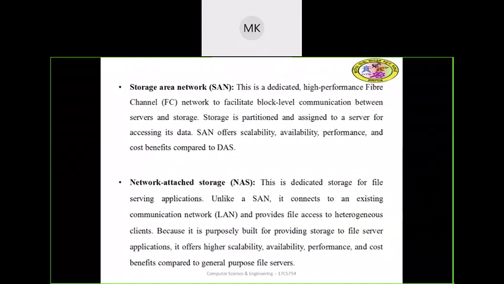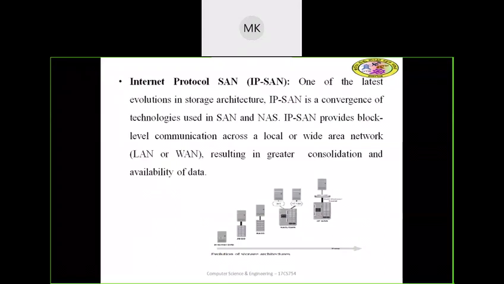Network attached storage, NAS. This is dedicated storage for file service applications. Unlike a SAN, it is connected to an existing communication network, a LAN, and provides file access to heterogeneous clients because it is purposely built for providing storage to file server applications. It offers high scalability, availability, performance, and cost benefits compared to general purpose file servers.